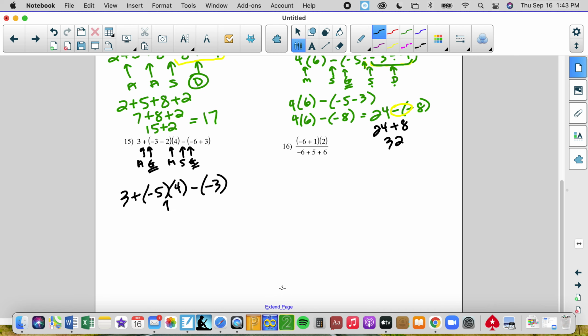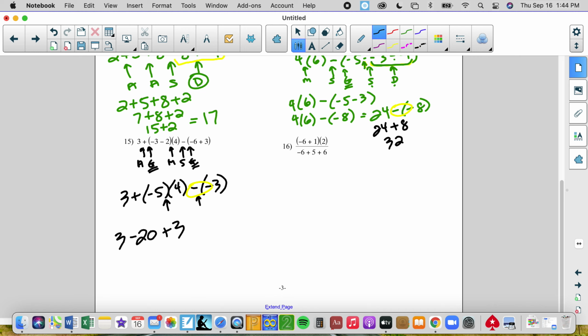So we have multiplication. We've got these double signs. -5 times 4 is -20. And we've got those double signs that we can also get rid of. And that's going to be +3.